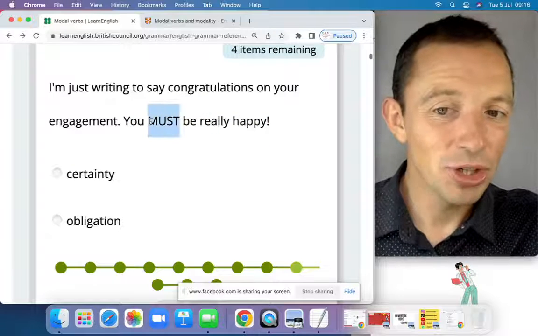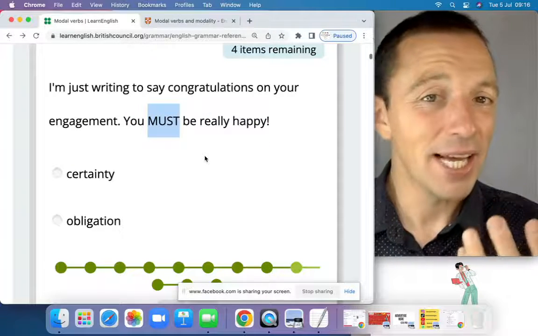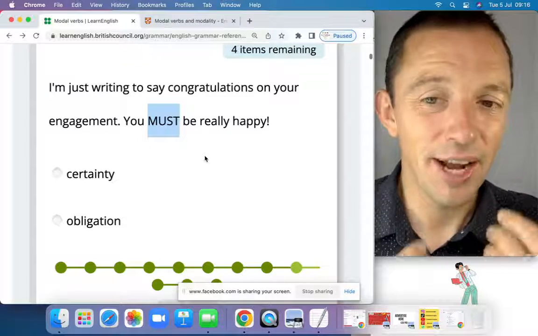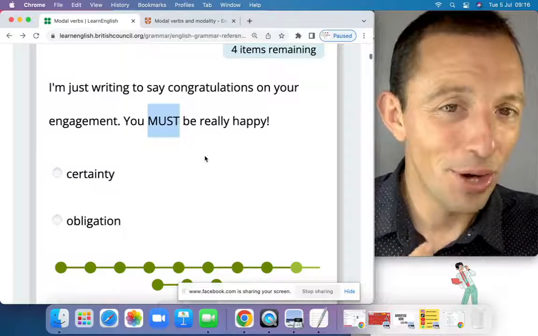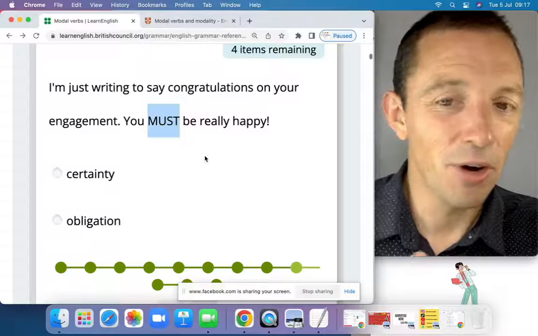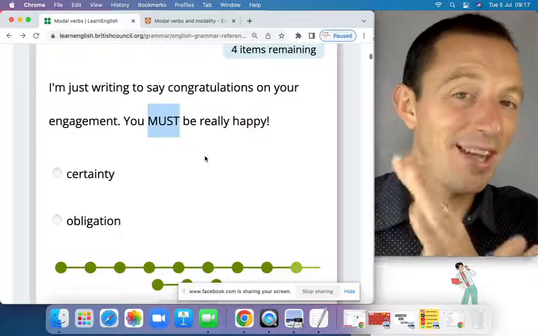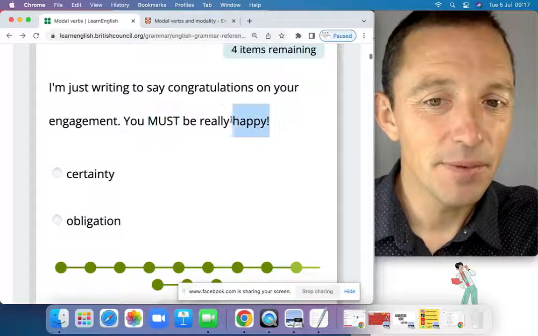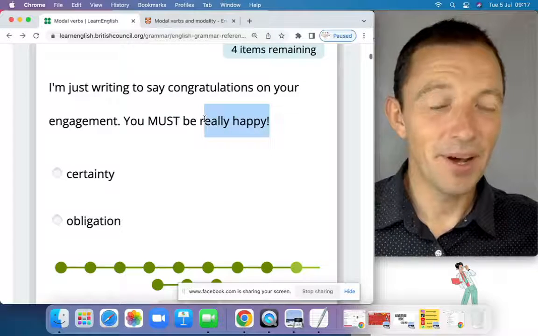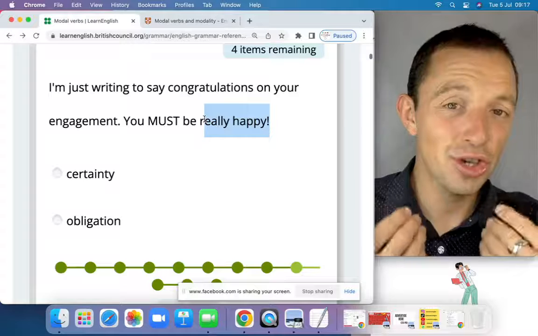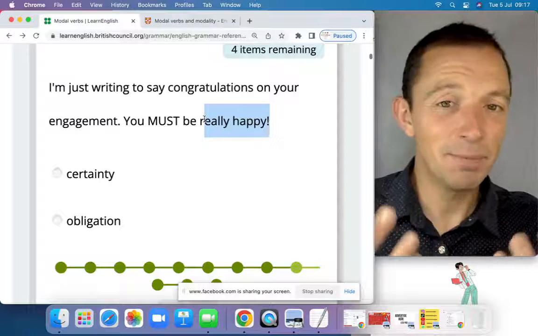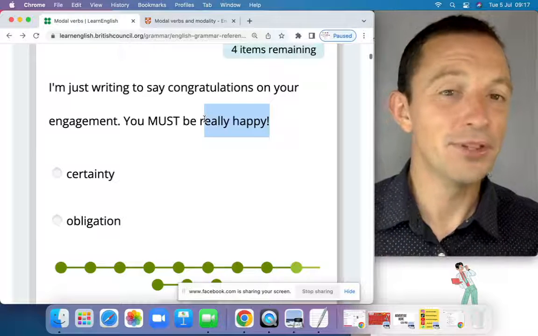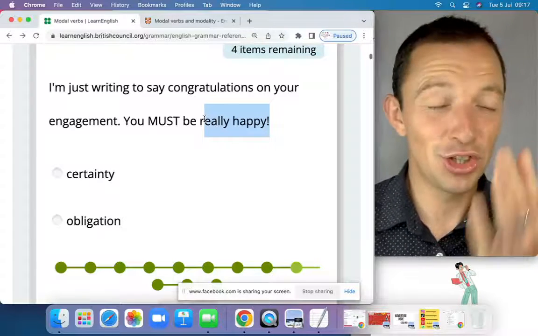The modal is must, which is typical for obligation. You must collect the children. You must contact your friend. Obligation, obligation. But also, it's possible for when you are certain, when you are definite, when you are sure. And in this particular case, you must be really happy. I am certain. I am sure. Definitely you are happy because it's positive. Situation, engagement, you have to be happy. You must be really, really happy. There's no doubt. It's certain.